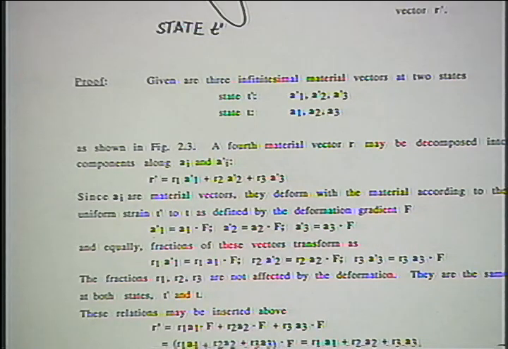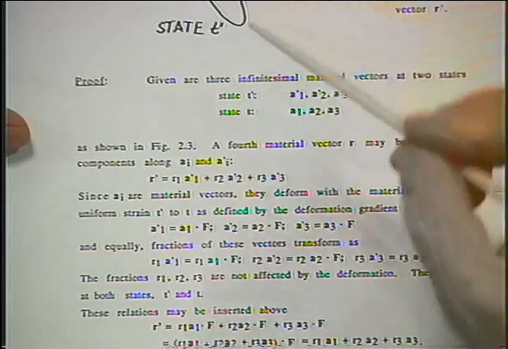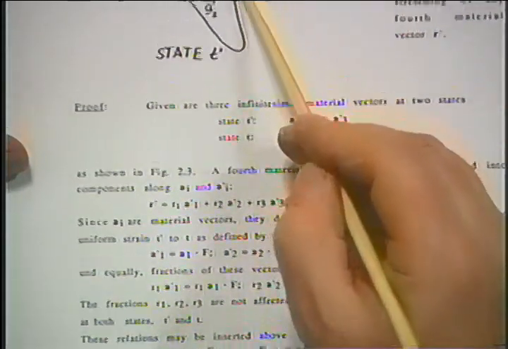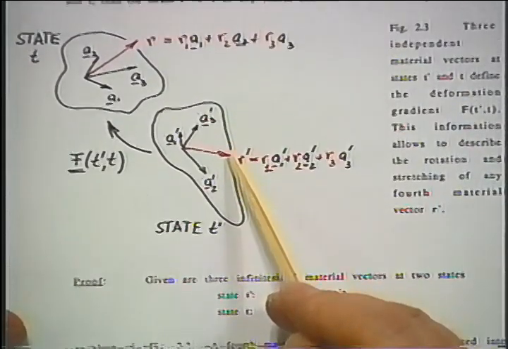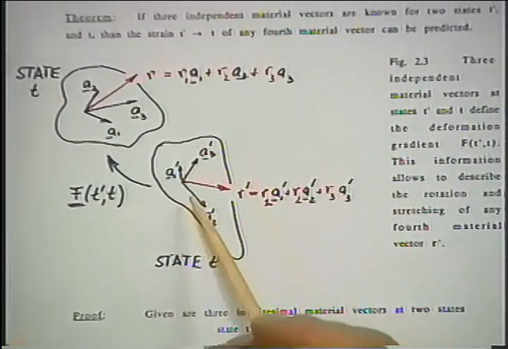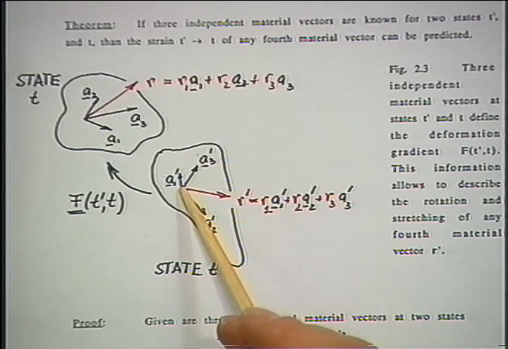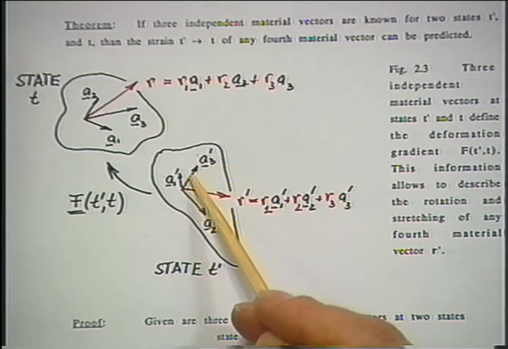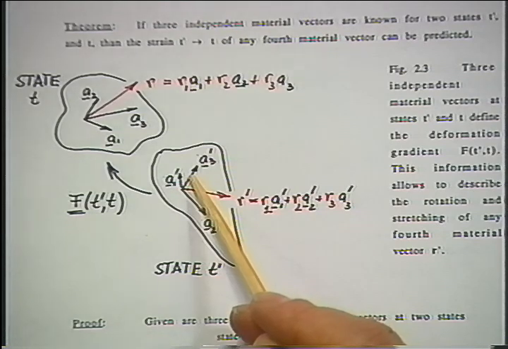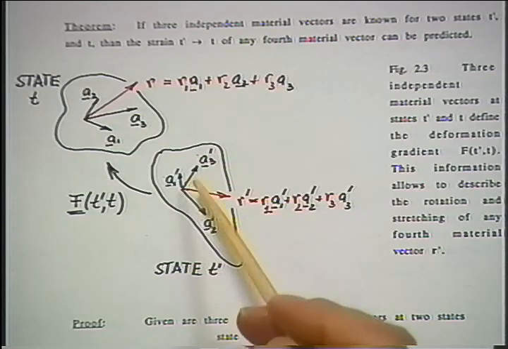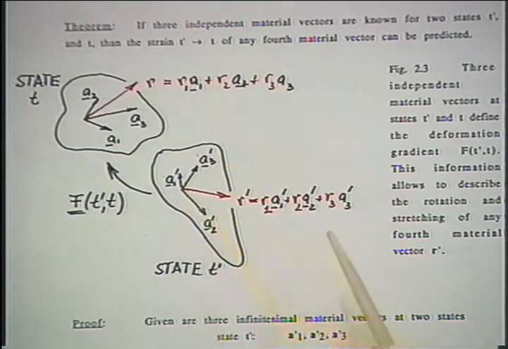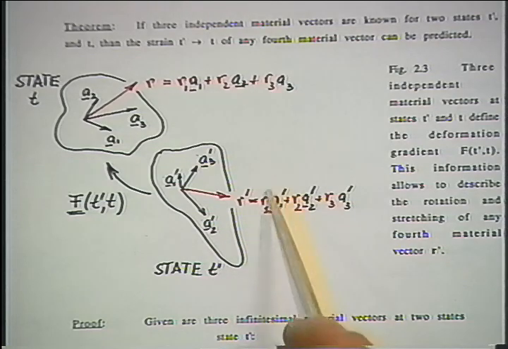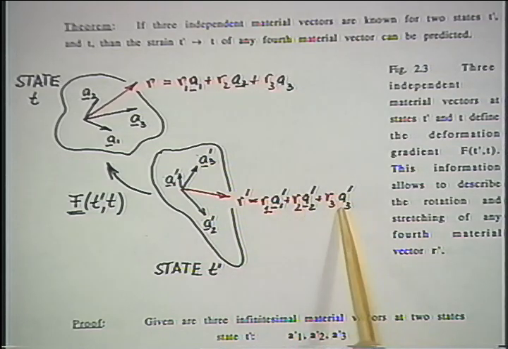Let's look at a second argument. We could decompose this vector R prime into three components. We could express R prime as a little segment in direction of A1 prime, plus a little segment in A2 prime, plus a segment in A3 prime. Those three vectors don't have to be orthogonal or orthonormal to each other. We just take segments of any of those three vectors, and we would express R prime as a sum of three vectors.